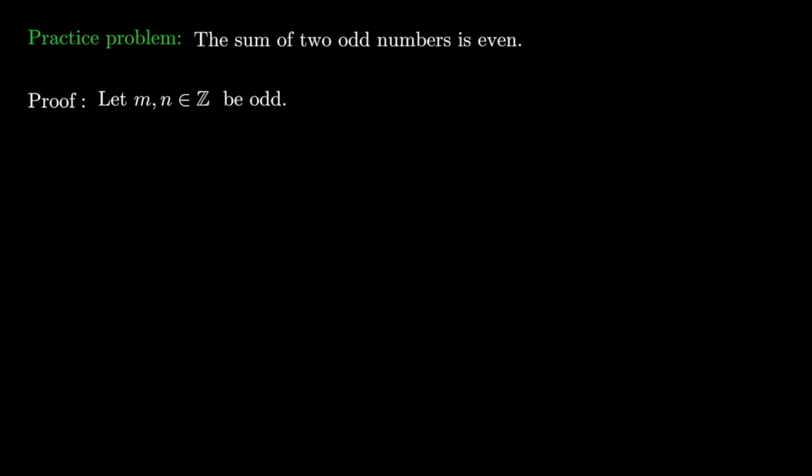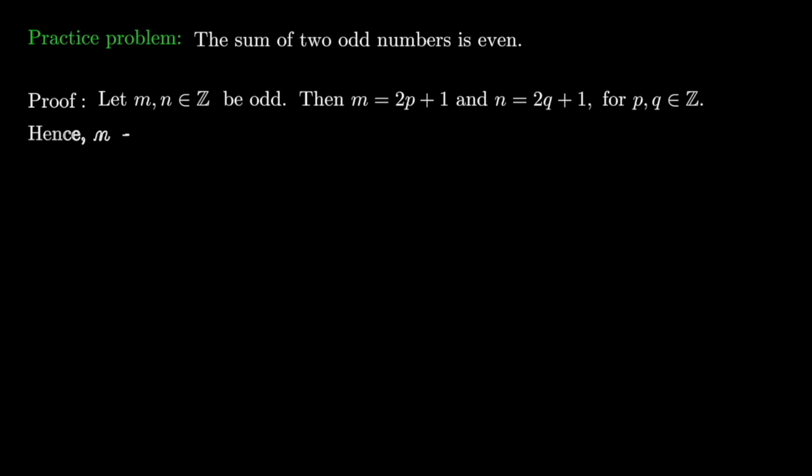Assume that m and n are odd. By definition of being odd, that means they're an even number plus 1, so we can write m as 2p plus 1 and n as 2q plus 1 for some integers p and q. Now if we add them together, what we see is that m plus n is 2p plus 1 plus 2q plus 1. If we simplify this expression, we get 2p plus 2q plus 2.